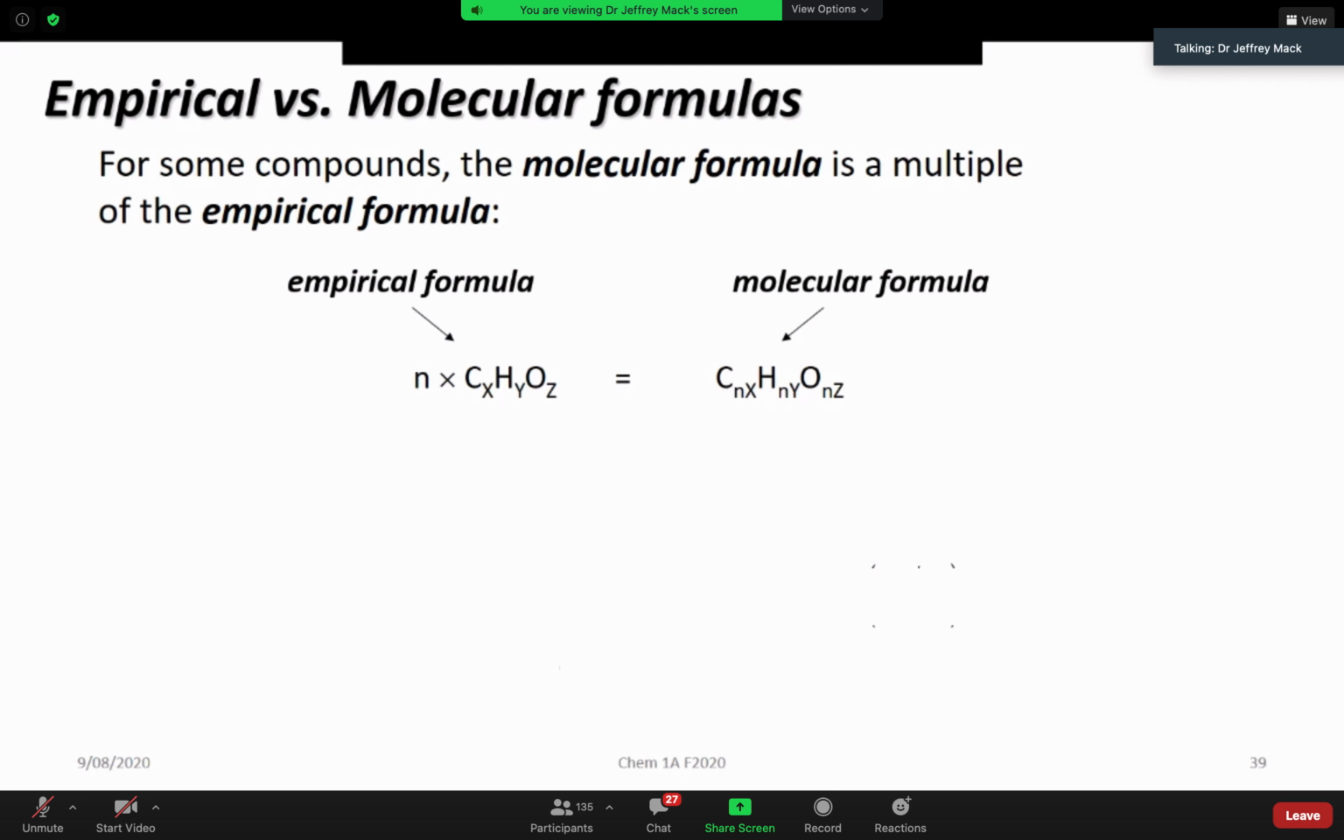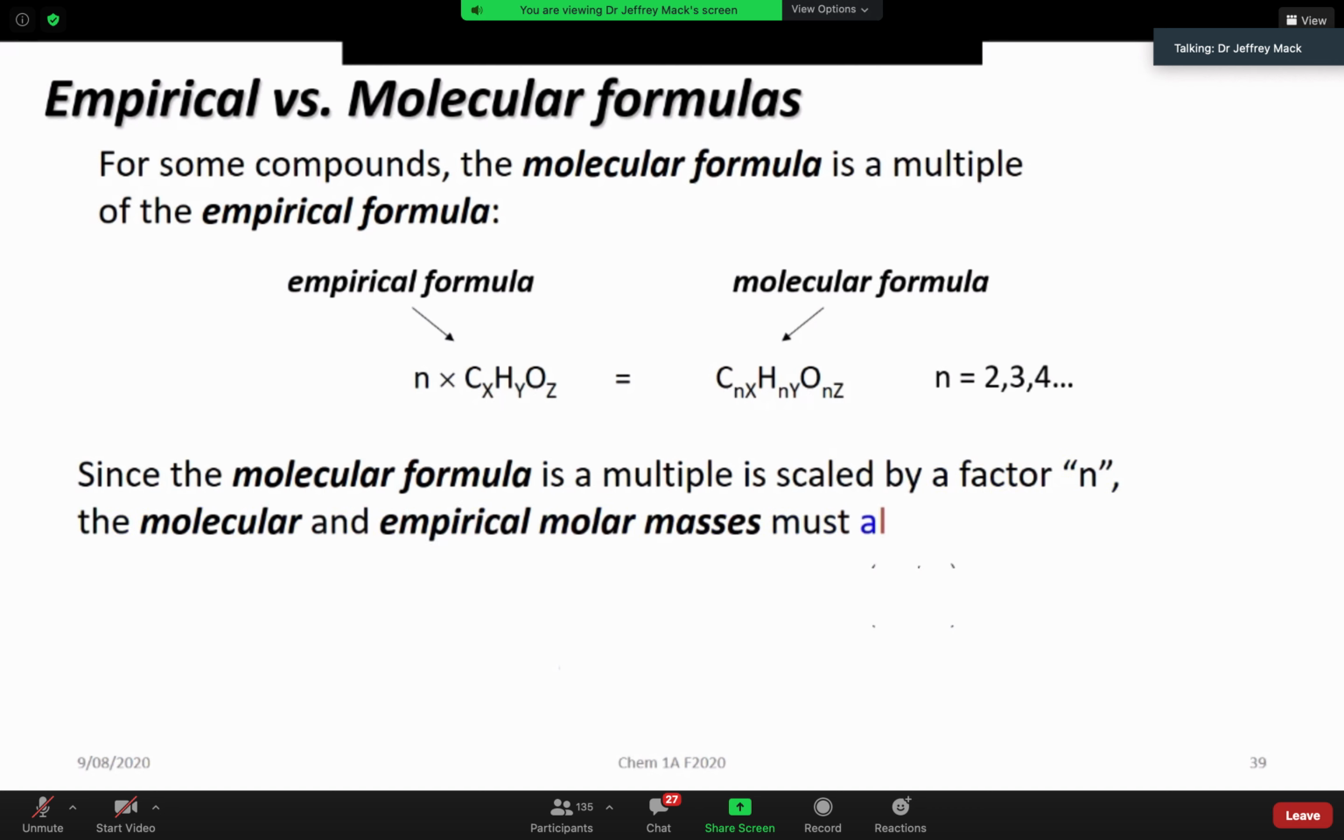Now, since the formulas are multiples of one another, then their molar masses should scale accordingly, right? So if I have a molecular formula, and that molecular formula is a multiple of the empirical formula, then that N factor must scale the same in terms of the molar masses of the empirical and molecular formulas, such that the following is true. If I take the two formulas, CNX, HNY, and ONZ, and I divide it by CXHYOZ, I get N, right? Makes sense, right? If it's 2, I'd get a 2. If it's 3, I'd get a 3, and so forth.